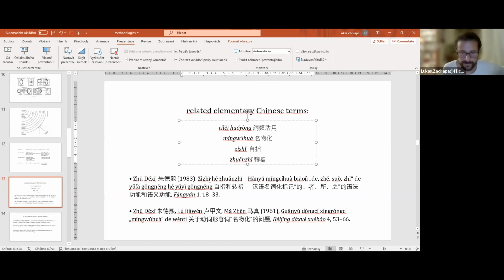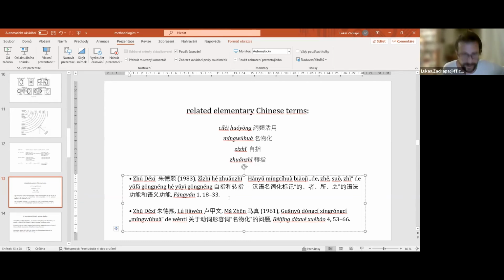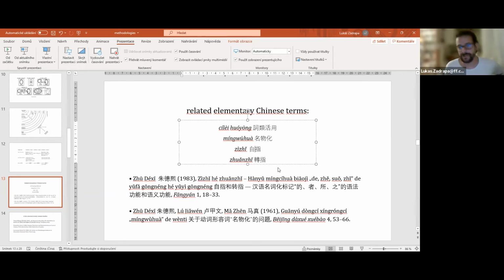basic, very important article from 1983, 知识和转指汉语名词化标记得知所知的语法功能和语功能, where 知识 actually means, for example, the kind of nominalization where the verb starts to denote the process itself. So we have this to study, one studies, and studying. It's simply the kind of nominalization where, like laugh or running or hunting or hunt.